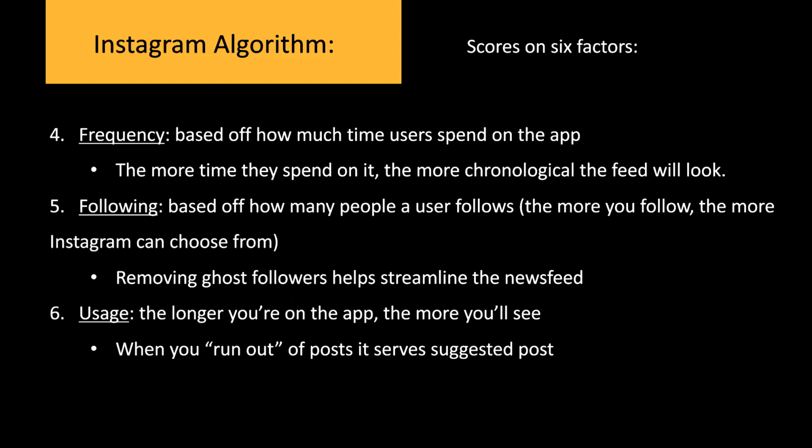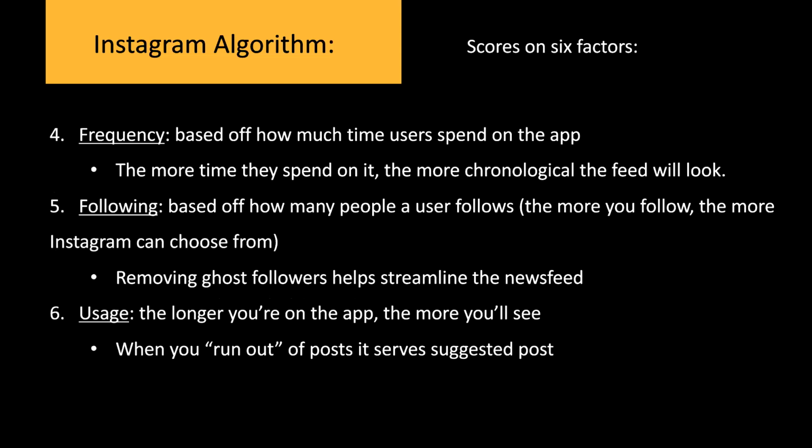Frequency, based on how much time the users spend on the app. So the longer a user is on the app, it's going to show them more posts, obviously, and it's going to show the feed in a more chronological order. So if the user is on it more often, it's going to show the recent post at the top.